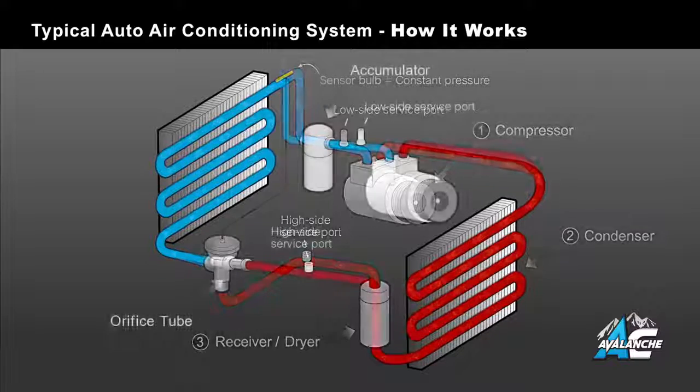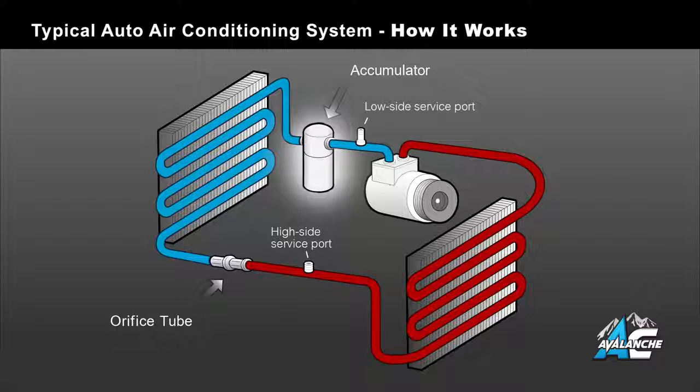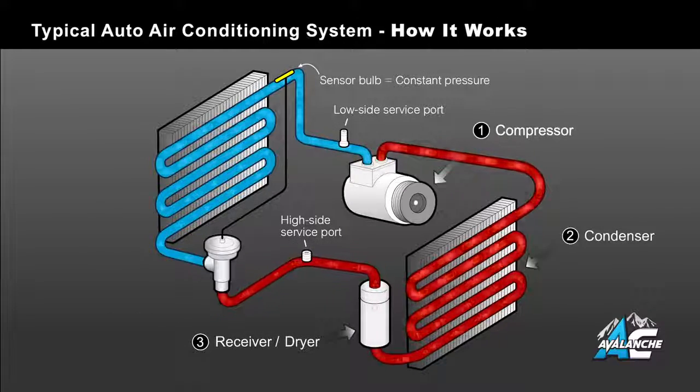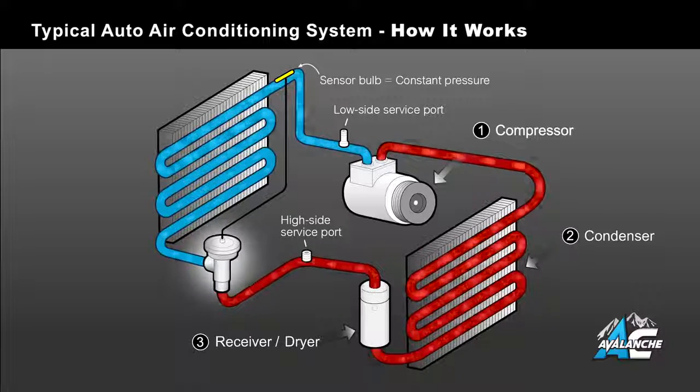On the AC system using an orifice tube, the receiver dryer is replaced with an accumulator, which is located between the evaporator and the compressor. The high side service port is located here, between the condenser and the expansion valve or orifice tube.